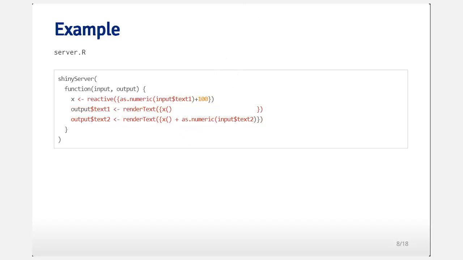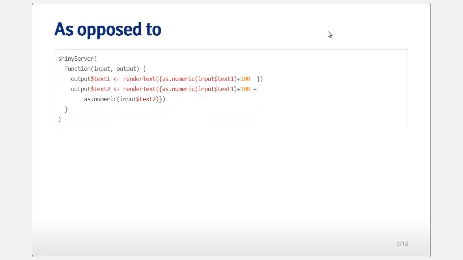Okay, so at any rate, you might have thought, oh well, if I just put input$text1 plus 100 outside of this reactive statement, what would happen? Shiny would give you an error because you're trying to utilize reactive input outside of a reactive function or a render text function or something like that. Okay, so it's a little bit unusual, and if you're used to R, it's a little hard to get used to.